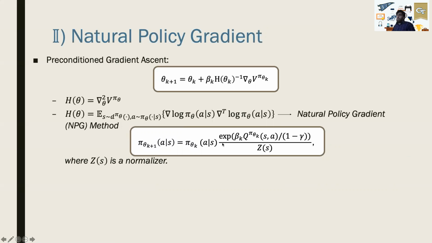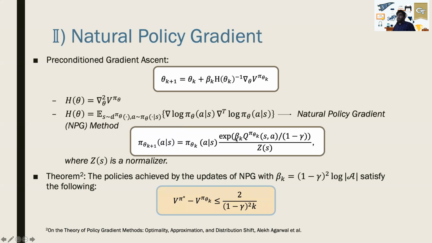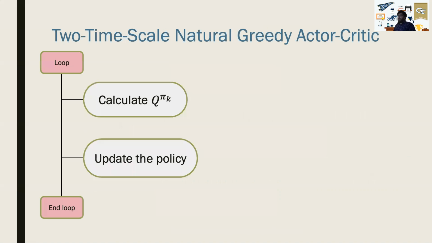The only unknown here in each time step is q pi k, and assuming we have access to the exact q pi k's, it can be shown that the policies of these updates converge to the optimal policy with this rate. This rate is very nice in two senses. First of all, it's 1/k, which is relatively fast, and also it doesn't have any dependence on the state and action.